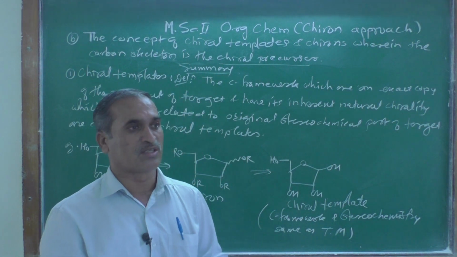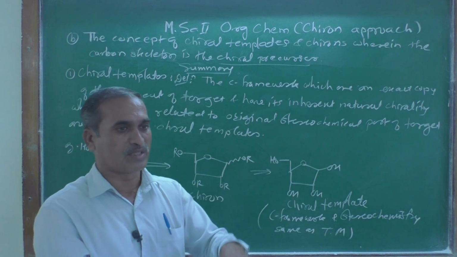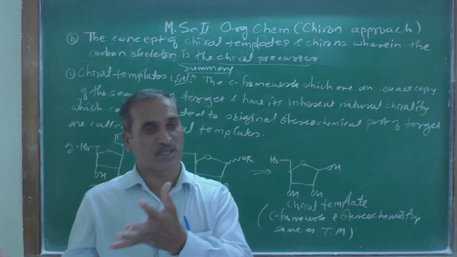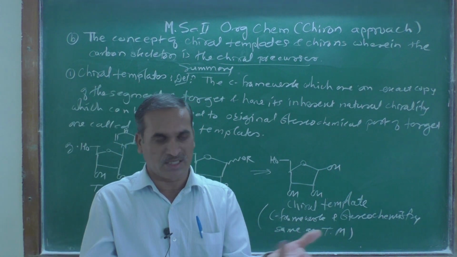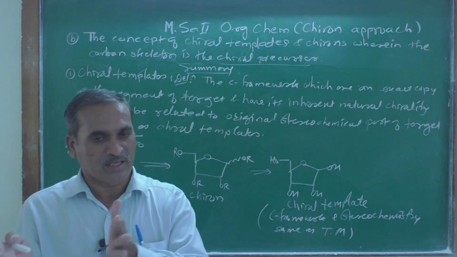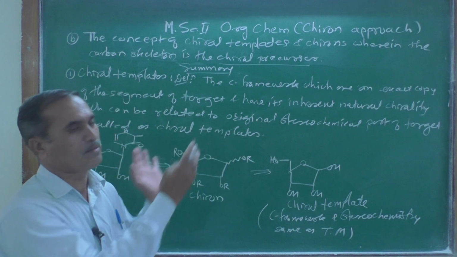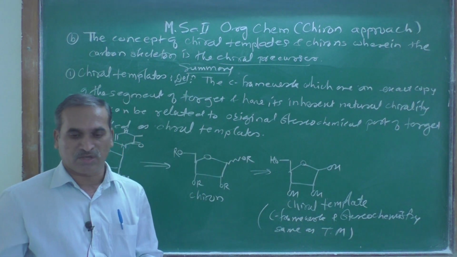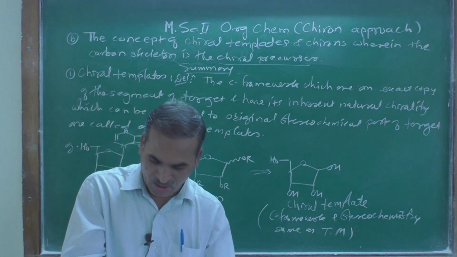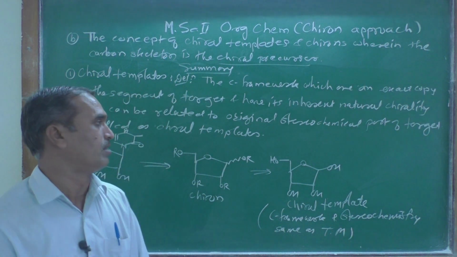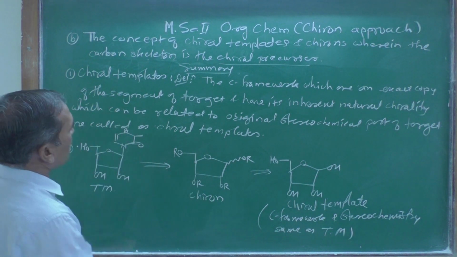By using this, depending upon its availability and cost, and as we know carbohydrates are readily available in nature, we can use them. Cost is no doubt readily available, we can use it as a starting material, and we can prepare many natural products which are useful as drugs, or which exhibit medicinal properties. That's why this is the chiral template.